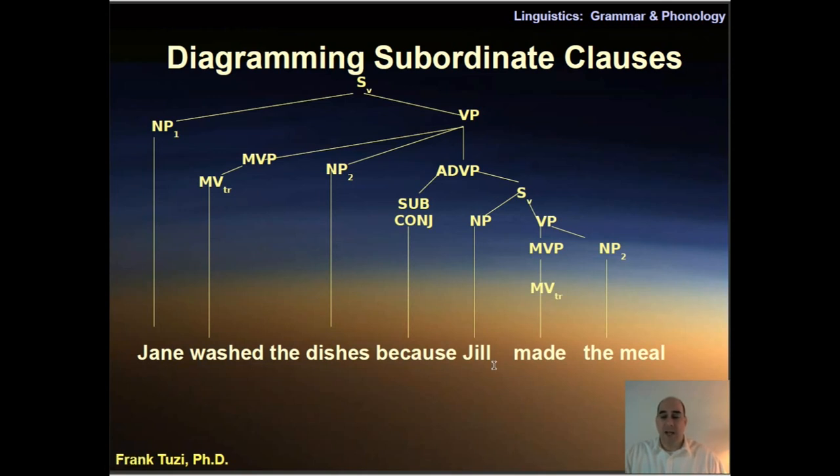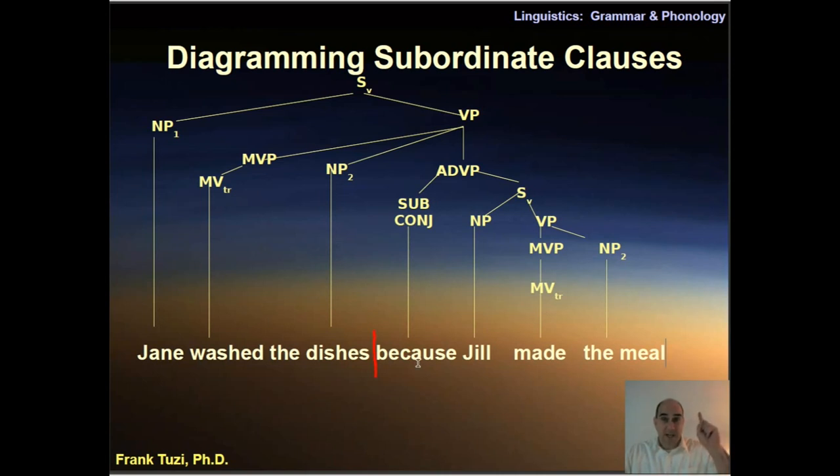Jane washed the dishes because Jill made the meal, period, right? Okay, so we have a full sentence here. We have Jane washed the dishes. I see a mark right here, okay? The minute I see the word because, I realize I got to split this. This is a complete sentence, right? Jane washed the dishes. Okay, so I've got a noun phrase, Jane. I have a verb, washed, right? So I need verb phrase, main verb, washed. The dishes, again, another noun phrase. It's the direct object. What did she wash? So I need verb phrase, noun phrase, the dishes.